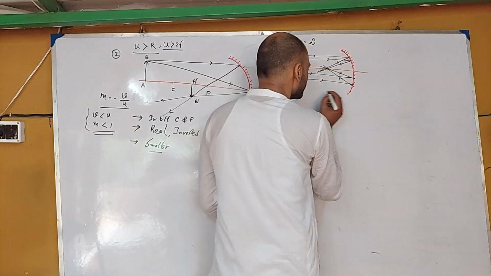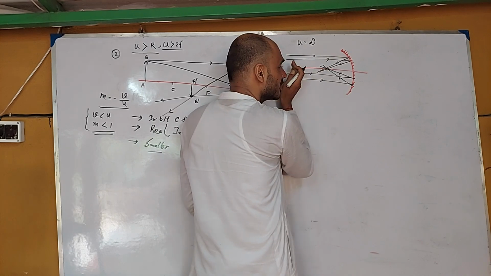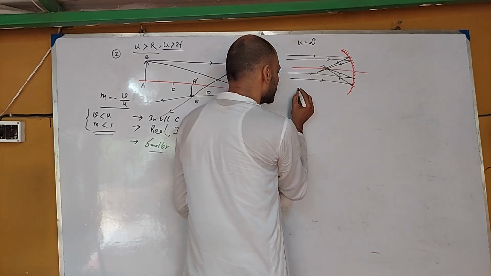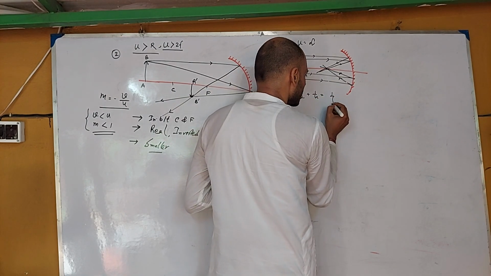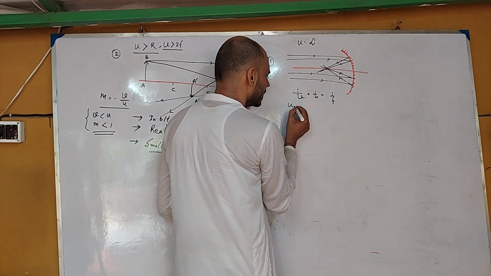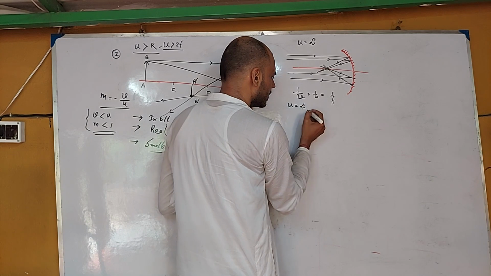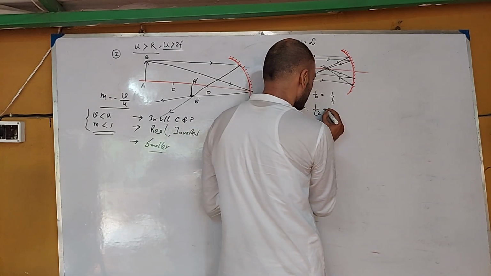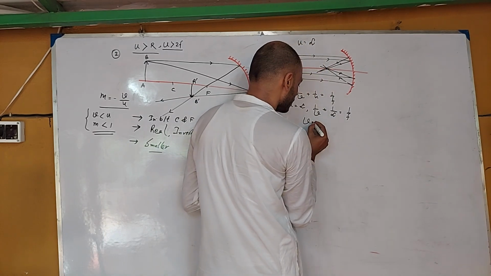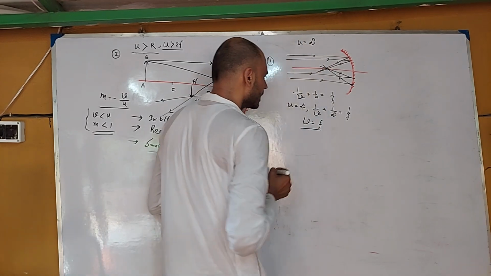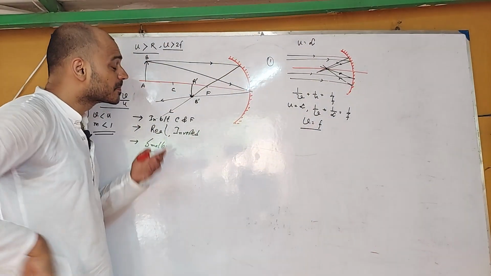Now how can we define this if the position of the object U is equal to infinity? From the mirror formula we know that 1/V + 1/U = 1/F. If we put U equal to infinity, then from this relation we can write 1/V + 1/infinity = 1/F. So V is equal to F. That is, the image is formed at the focus.